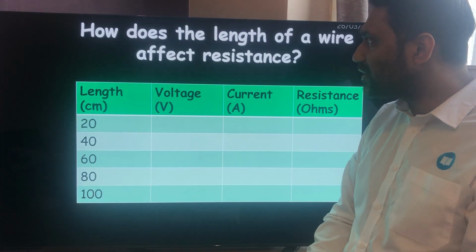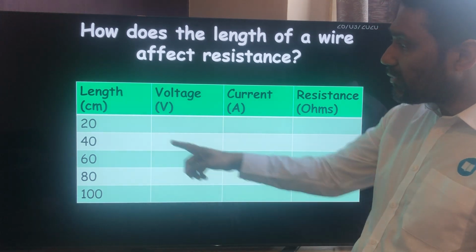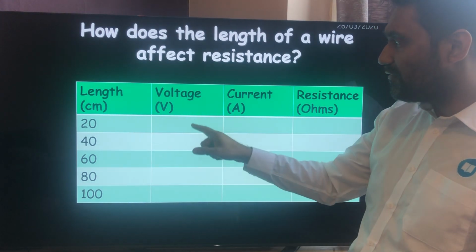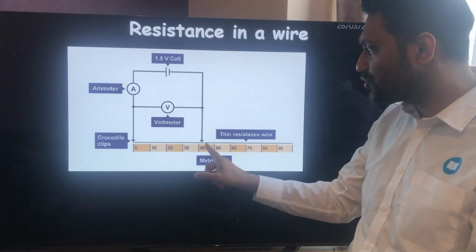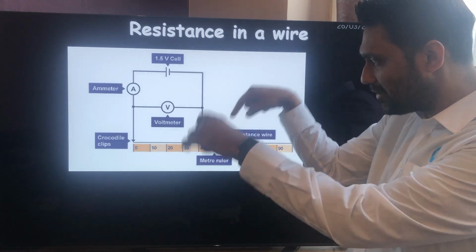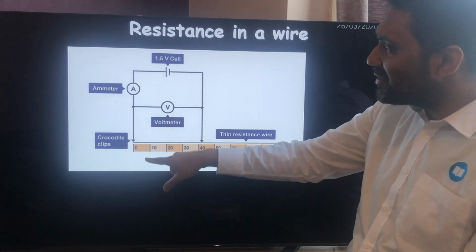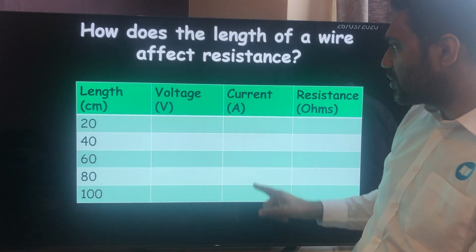So what did our results table look like? Our results table looked like that, and we measured it at 20, 40, 60, 80 and 100. With our voltmeter we measured the potential difference, and that was measured across those two wires where the crocodile clips connected. We had to connect the leads directly into those leads, but the ammeter was just in a loop in series, so we measured the current.